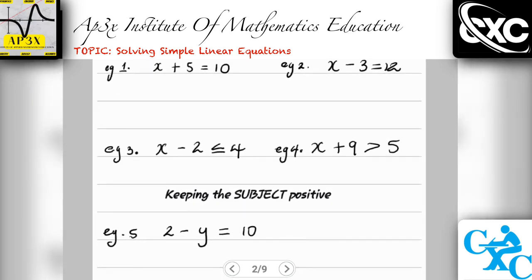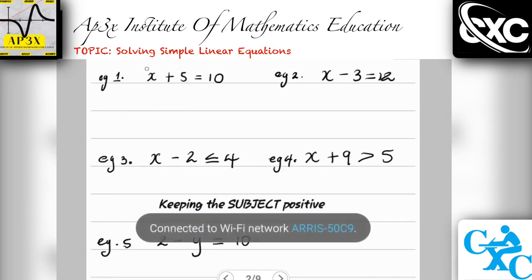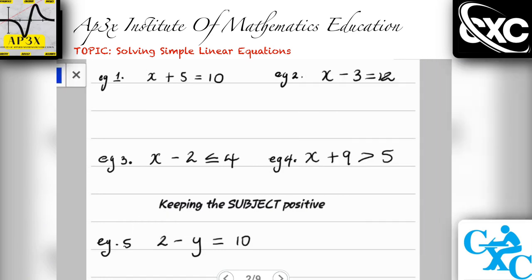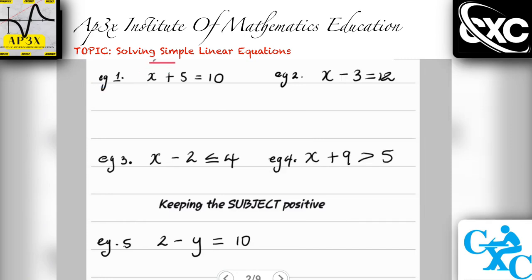All right, here we have the first example: x plus 5 is equal to 10. From an English language perspective, what this means is that there is an actual number, let's just mark it here with a question mark. There is some number that, if I were to add 5 to it, my result would be equal to 10.